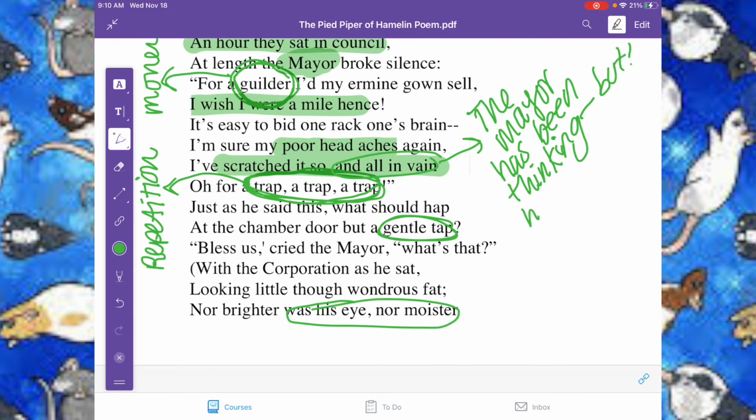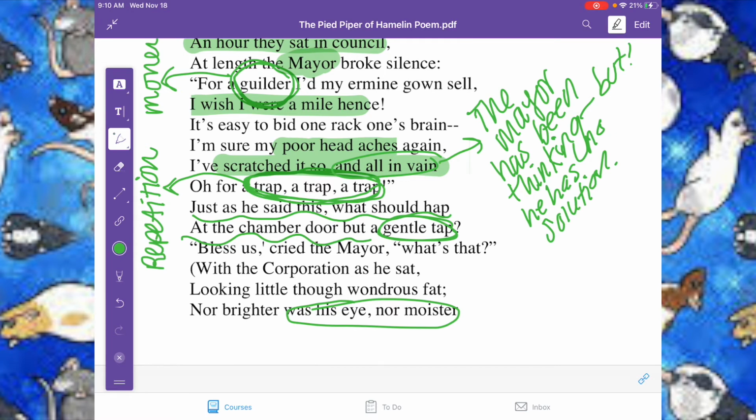But he has no solution, and he wants someone to come up with an idea. And he's like, oh, for a trap, a trap, a trap. I wish that I could come up with a trap for all of these rats. But he just doesn't have any ideas. So just as he's about to give up, at the chamber door, there is a gentle tap.